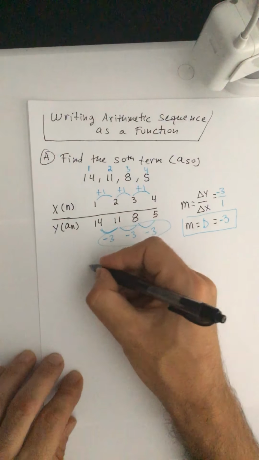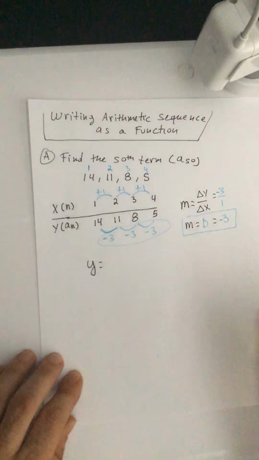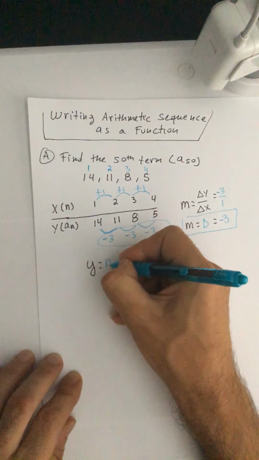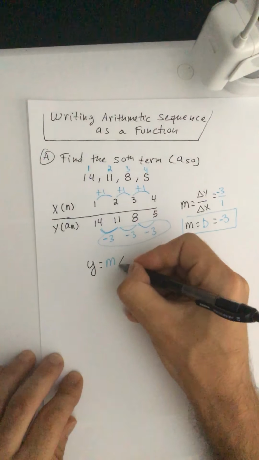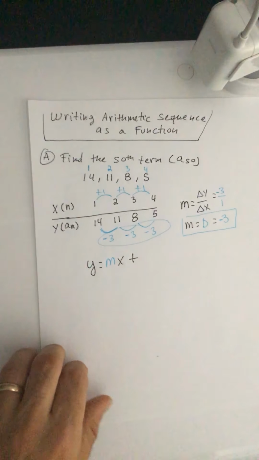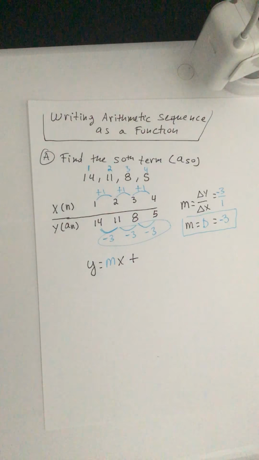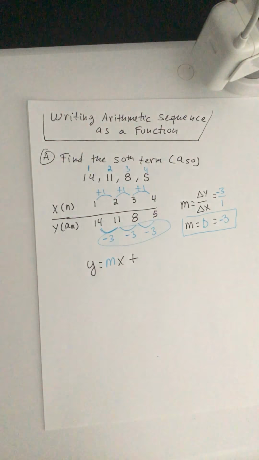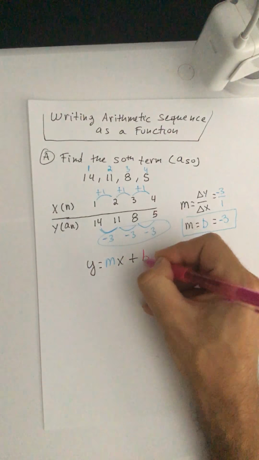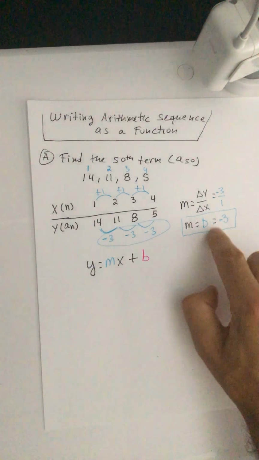Remember, we're following the slope-intercept form: y equals mx plus, and let me get a different color here, d. Okay, so I got my slope.